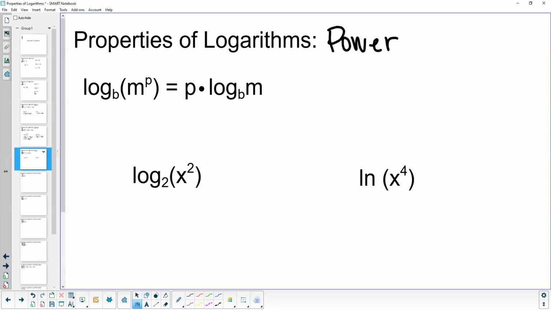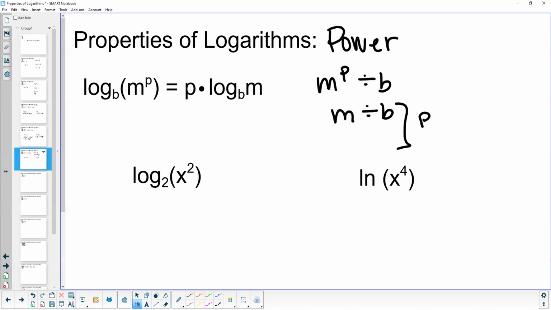Now, this makes sense because we're doing repeated division. So if I have m to the power of p, and I want to know how many times that divides by b until we get to 1, I can just take m divided by b and figure out how many times that takes. And I know I'm going to have to do that p times. So that's why we can do p times what that evaluates to: it's that repeated division idea, where we take and do that process multiple times.